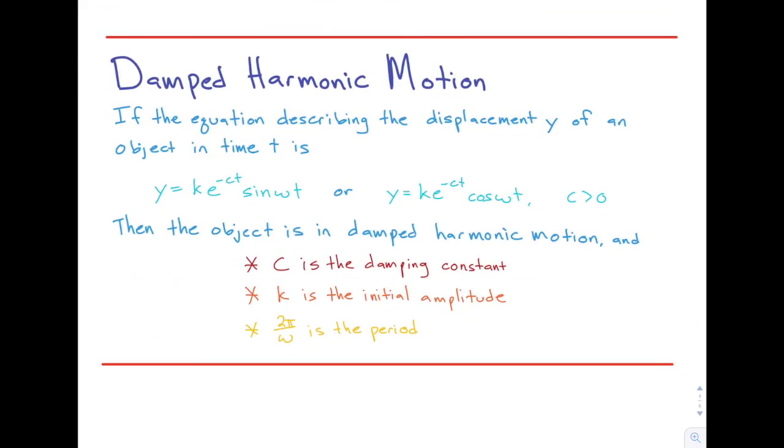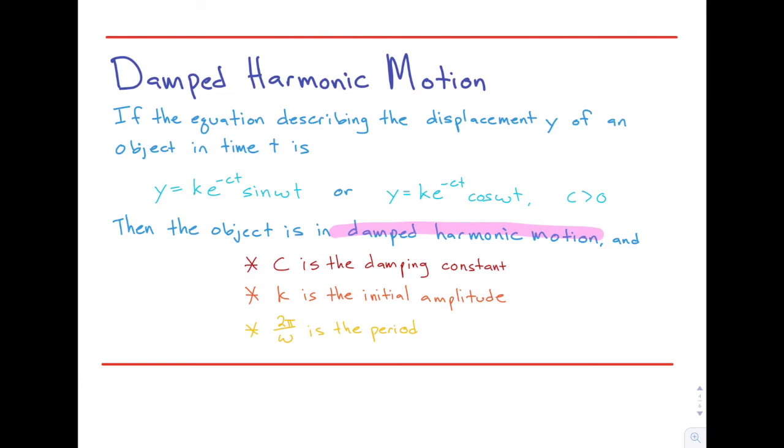For damped harmonic motion, if the equation describing the displacement y of an object in time t is y equals k e to the negative ct sine omega t, or y equals k e to the negative ct cosine omega t, for c greater than 0. We need c greater than 0 just by definition so we can keep the negative in the exponent. Otherwise, if c was less than 0, we'd have exponential growth, which doesn't go well with the definition of damped, like something slowing down. Then the object is in damped harmonic motion.